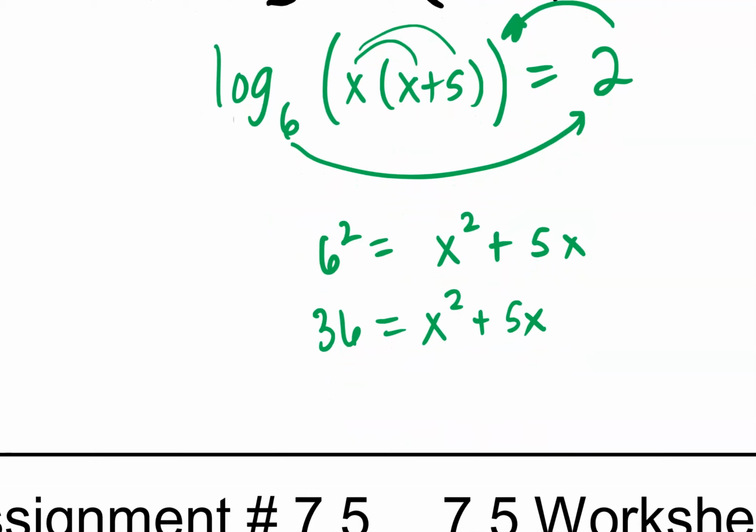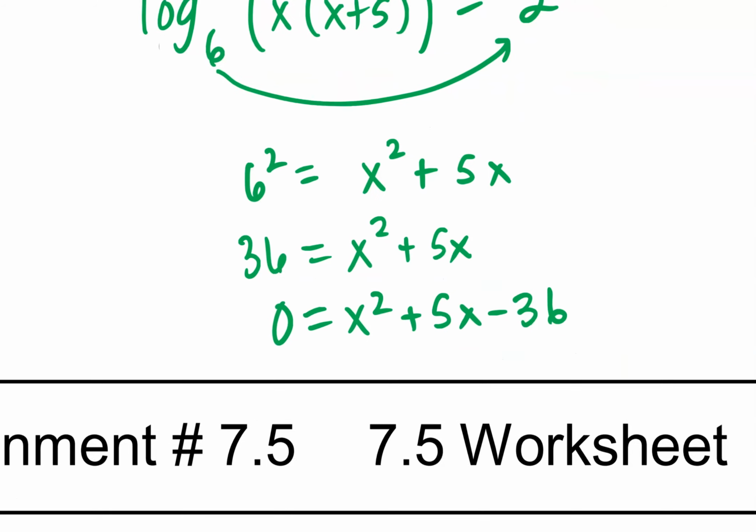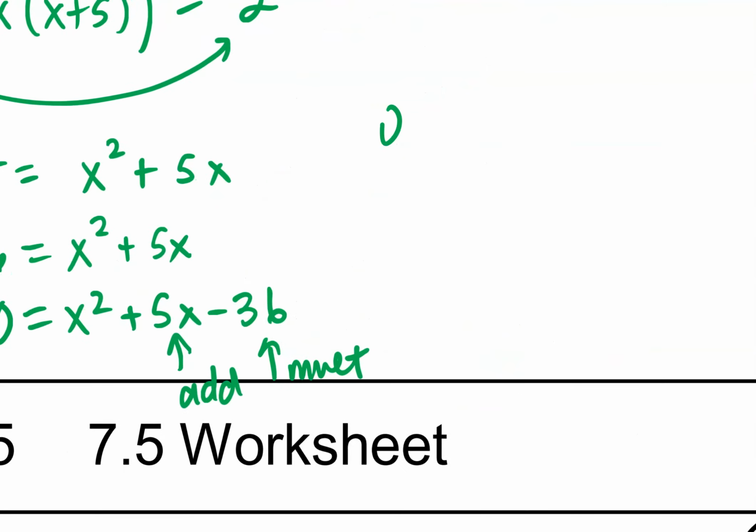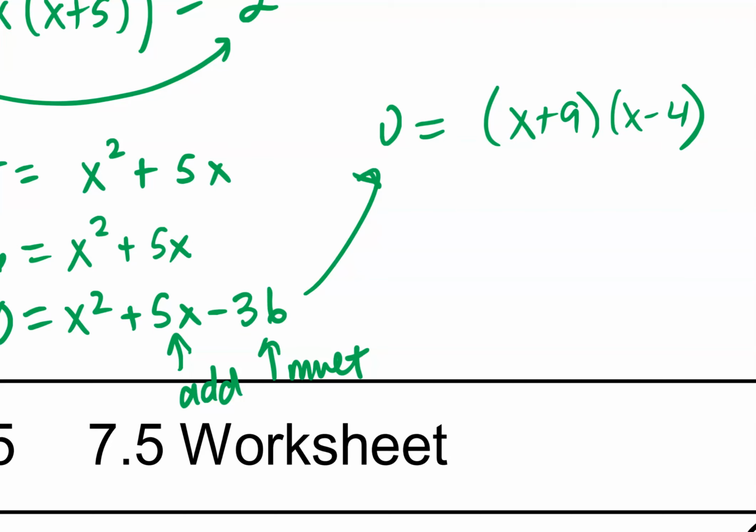Move the 36 to the other side. So 0 equals x squared plus 5x minus 36. What adds to the middle, multiplies to the end? Okay, so 0 equals x plus 9 and x minus 4, because they add to positive 5 and multiply to negative 36. Set each of these factors equal to 0. You see x is -9 and x is 4.